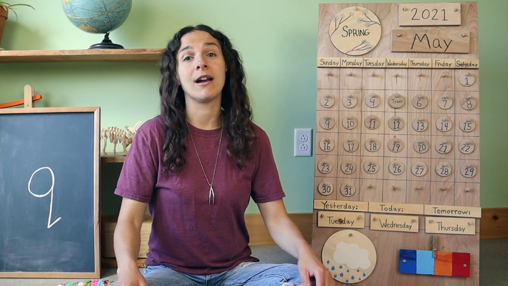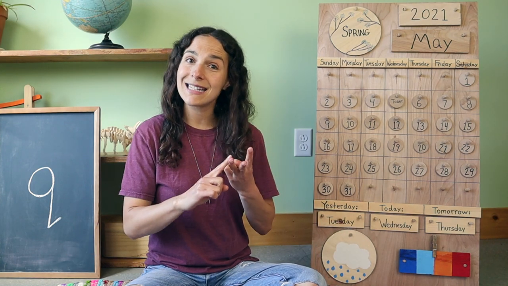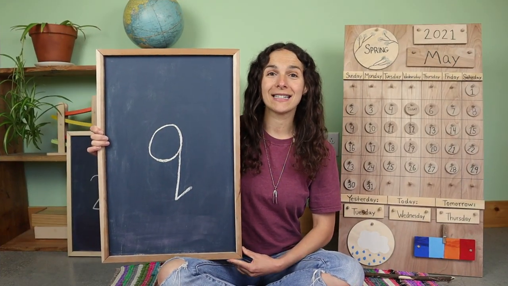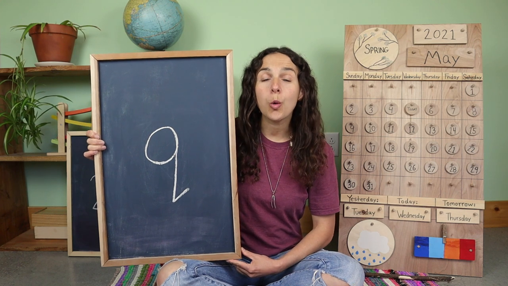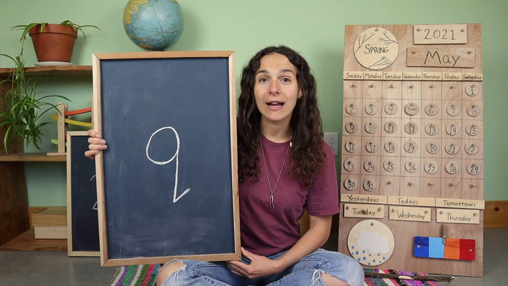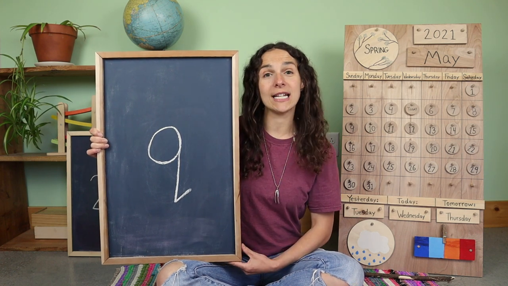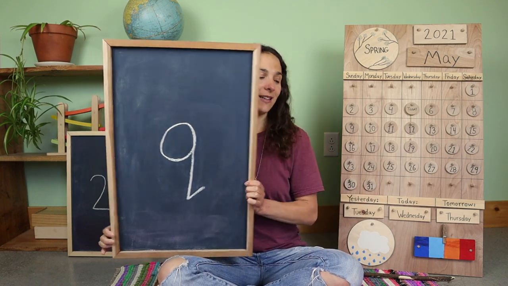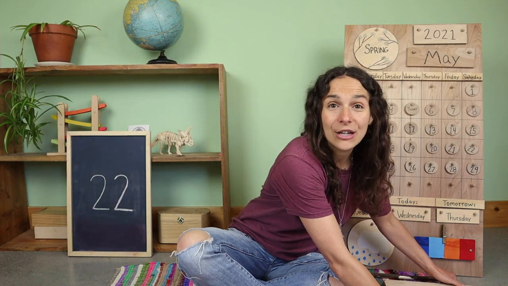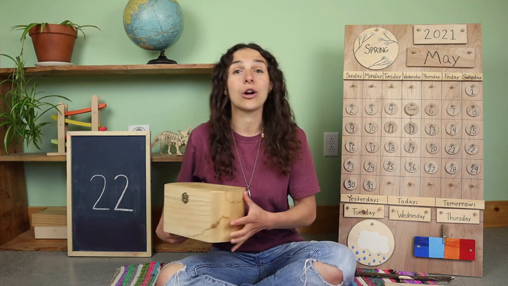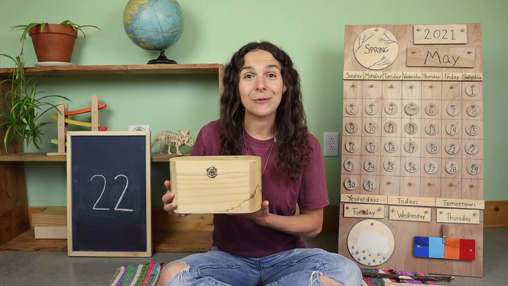And now let's move on to the letter, the number, and the sign of the week. Do you remember what sound this letter makes? Qua. Can you make that sound with me? Qua. This is a lowercase q, and q says qua. And now let's take a look and see what's inside of the letter box today. It's something that starts with the letter qua, q.